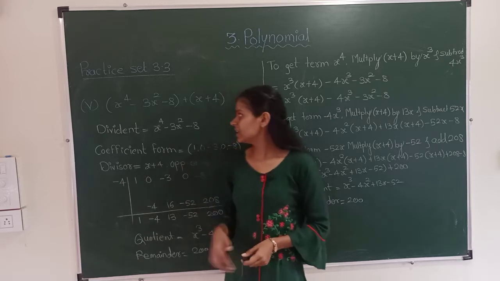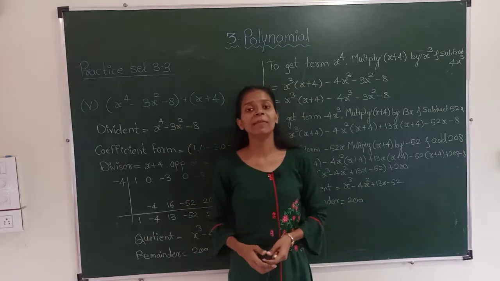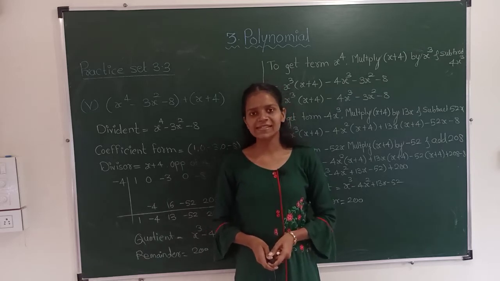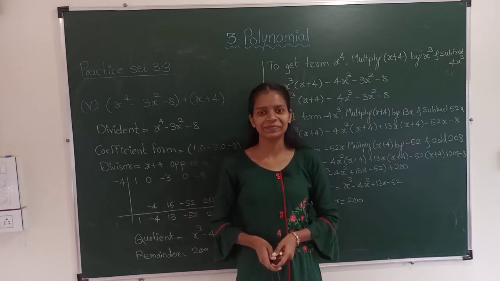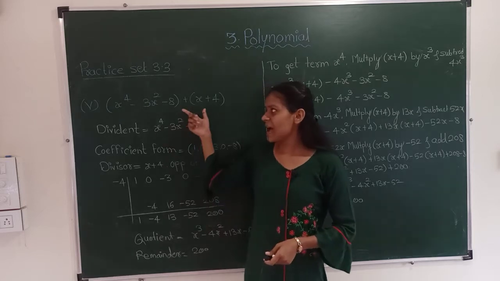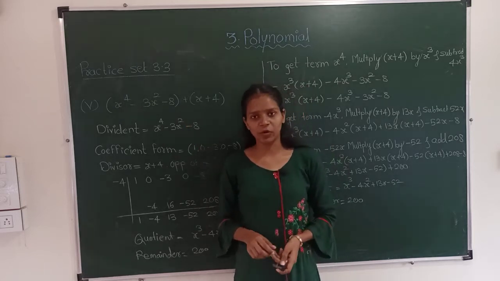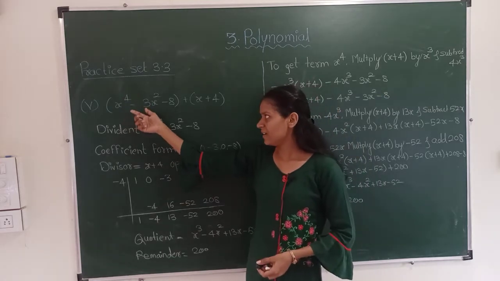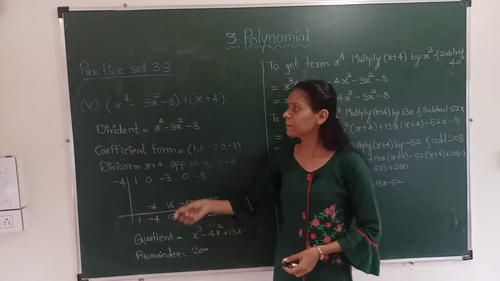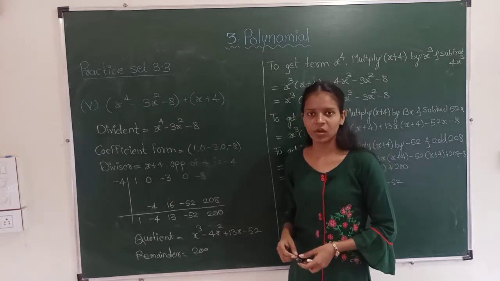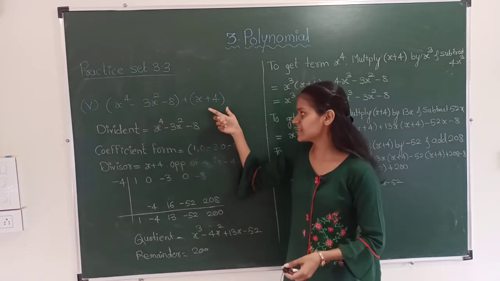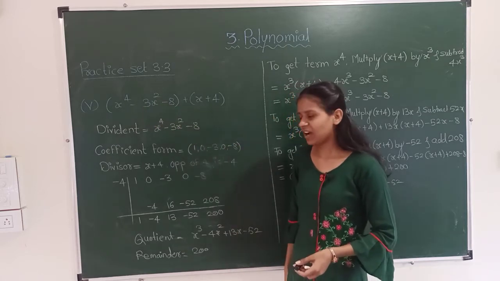We have to divide the given polynomial by both the methods of division. First is the synthetic method of division and second one is the linear method of division. Let's start. This is example number 5 from practice set 3.3. See, the given polynomials are x raised to 4 minus 3x raised to 2 minus 8, plus x plus 4. Now this is the first polynomial, called the dividend, and this is the second polynomial, called the divisor.